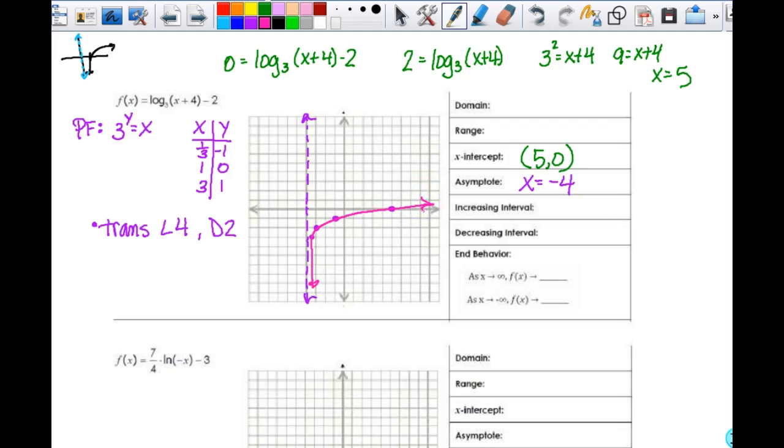Looks like that. So my domain is affected by my horizontal shifts. So I'm going from -4 to infinity. My range for all the logs is -infinity to infinity. It's increasing the whole time, so that's from -4 to infinity, which means it's not decreasing at all. As x approaches infinity, f of x approaches infinity. As x gets as small as it possibly can, y is approaching -infinity. Okay, good. All right, so let's look at the next one.